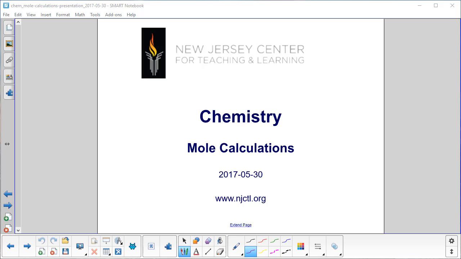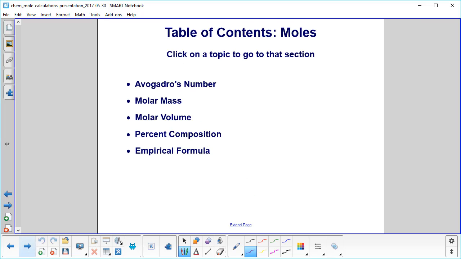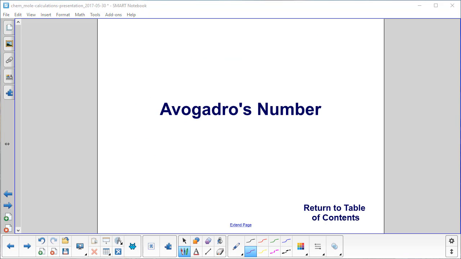Okay, so we're going to do a lot of math in this unit, mole calculations. What we're going to be talking about here is Avogadro's number. Maybe some of you have heard it in the past. What a molar mass is, a molar volume, percent composition, and then we'll move on to empirical formulas. Avogadro's number.